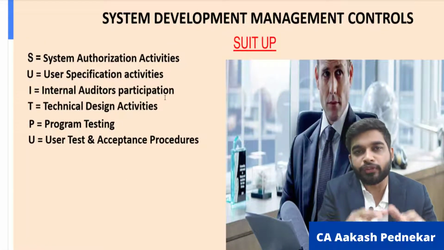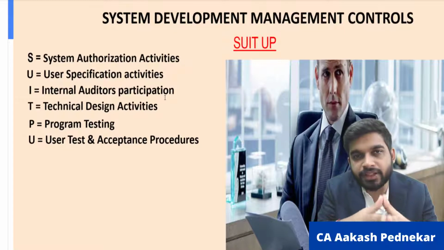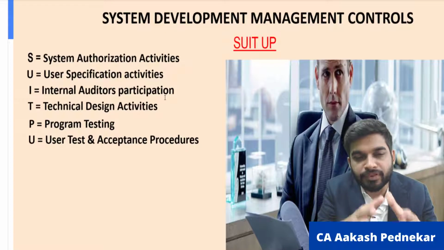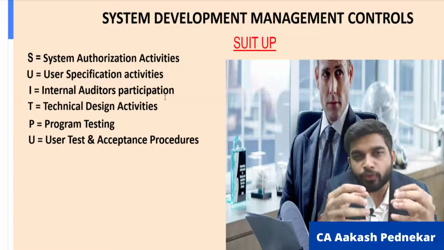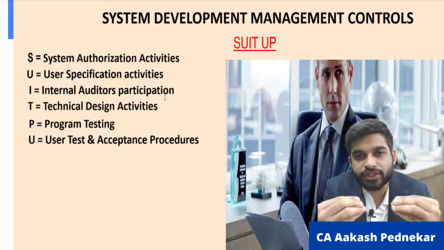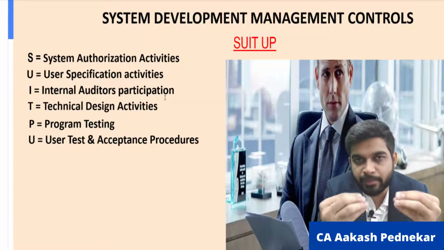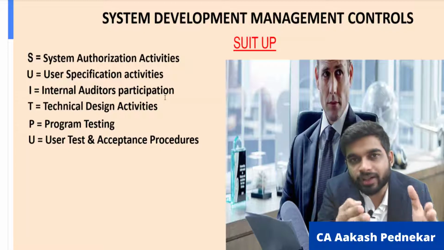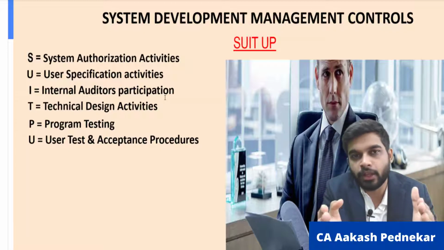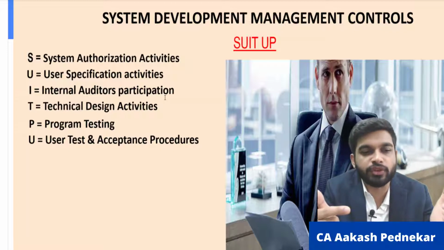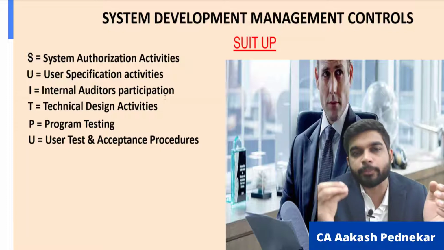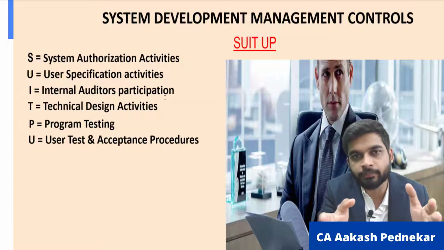Now, if you see on the screen, in EIS chapter number 3, we have a question which talks about system development management controls. Now, if you notice, I have an image on the side. So we have to remember it by way of a particular question. Let's suppose system development is a very big thing. Whenever you want to present it, you should wear suits. So therefore, the word that should come to your mind is suit up. So S for system authorization, U for user specification, I for internal auditor participation, T for technical design participation, P for program testing, and U for user testing.